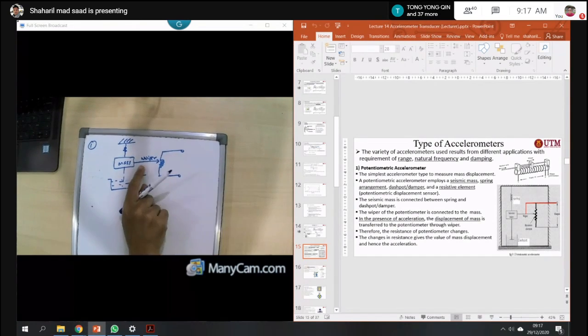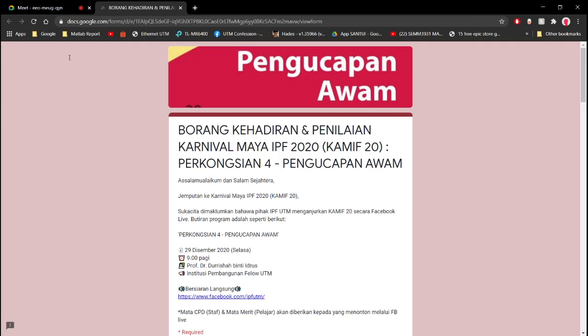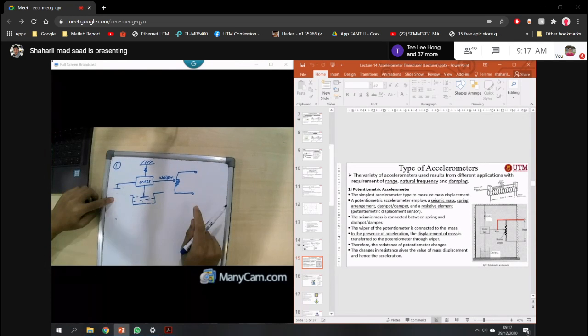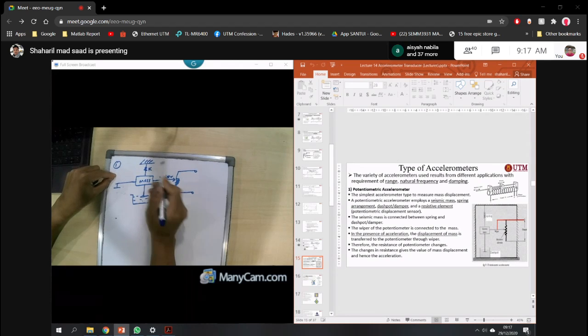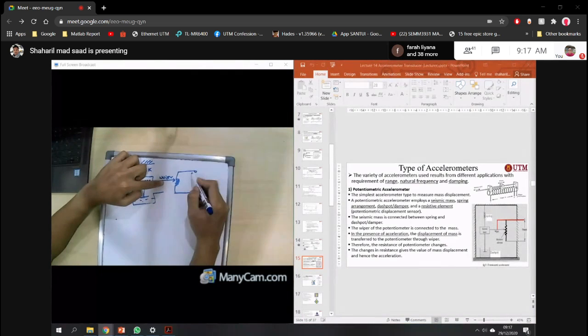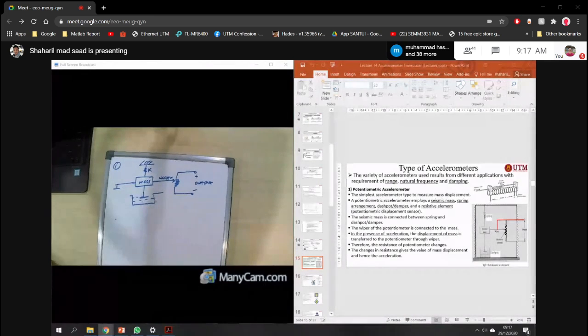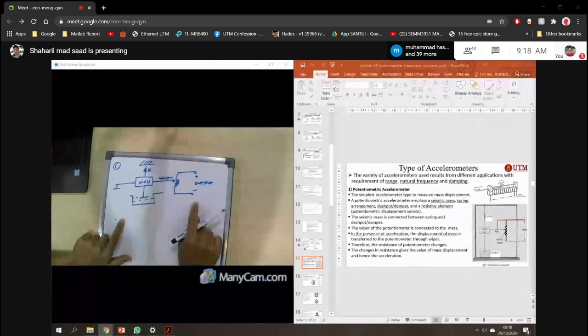What it does is, you put this mass in the structure where you want to measure the vibration. So what happens is when this mass moves, and this one is k, this wiper also moves, and then you get a different output here. So this is the basic potentiometric accelerometer transducer.